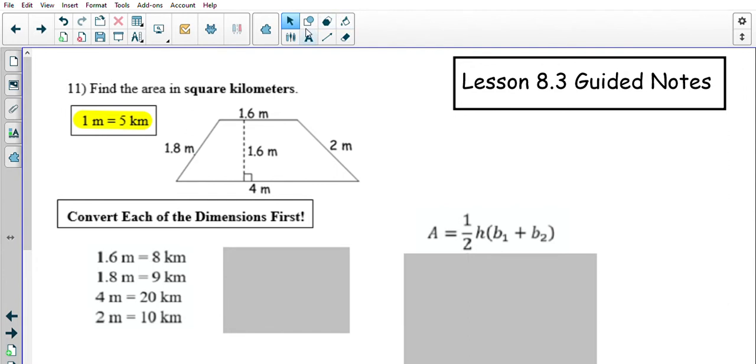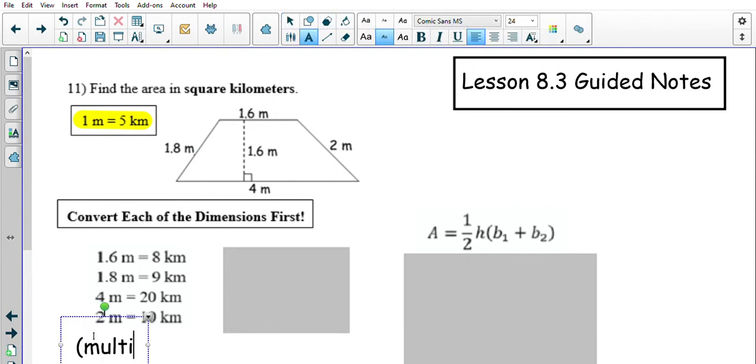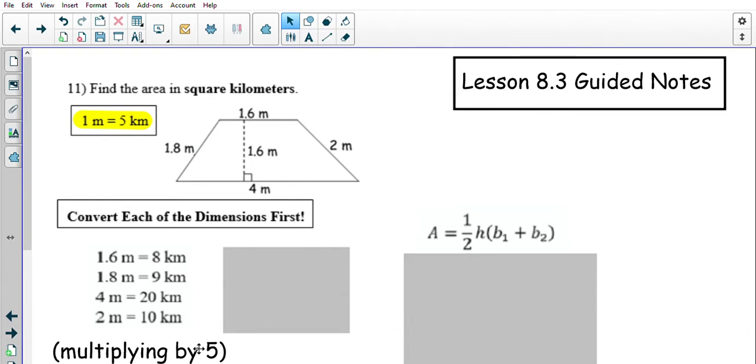Again, it may not be a bad idea to write down how you get those. Again, you get them by multiplying by 5. Had I done this year, I probably would have typed that in. Last year when I created this stuff, I didn't have that work typed in, but we're going to multiply each of those dimensions by 5 to get your kilometer value.